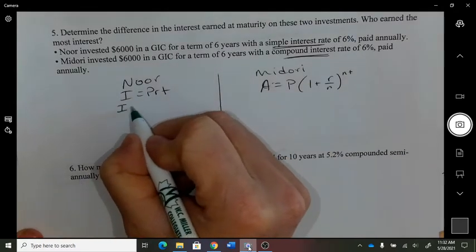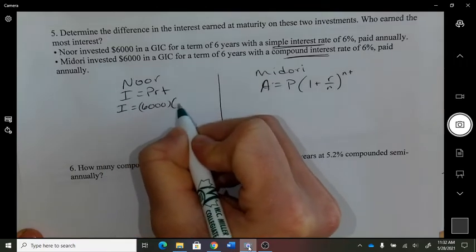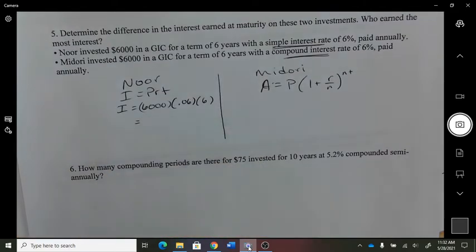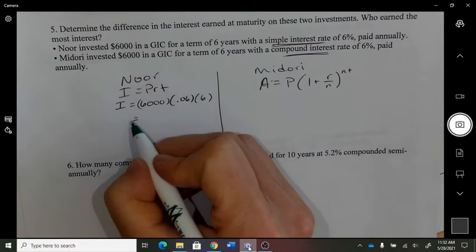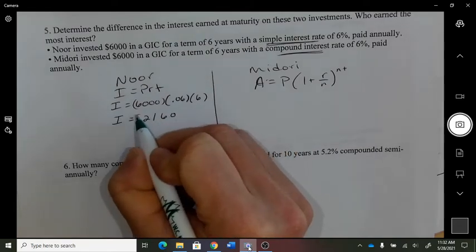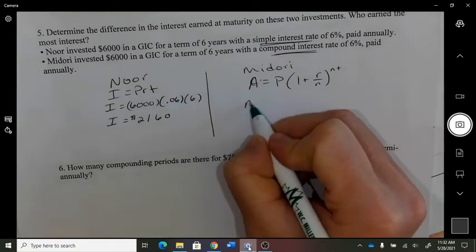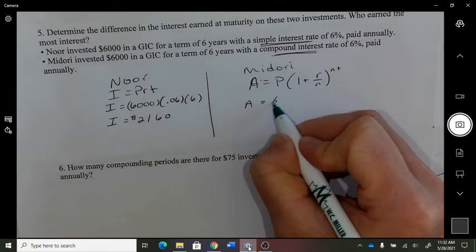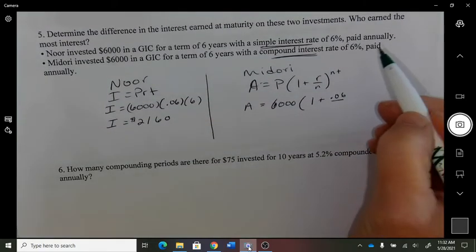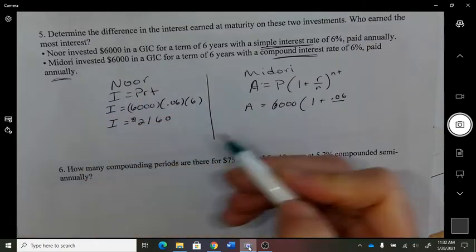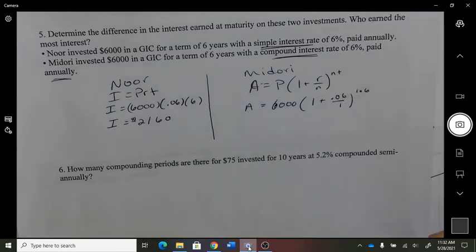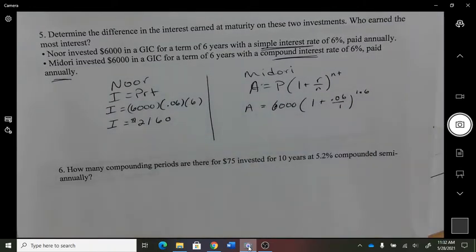Okay, so for the interest, we start with 6 grand times 0.06 as a percent for 6 years. Okay, so the interest is $2,160. Midori, we start with our 6 grand, 1 plus the rate divided by the number of compounds. So this is annual compounds, and then once a year for 6 years. So really in this situation I don't need the 1 in there.